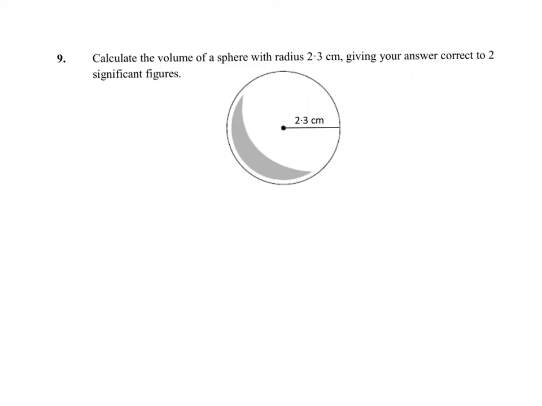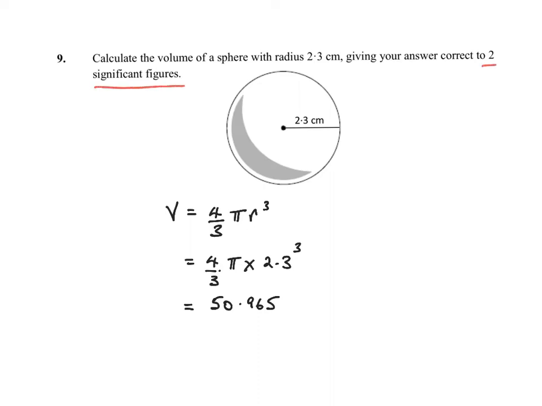Calculate the volume of a sphere. It's 4 over 3 pi r cubed. That formula is given to you on the list. 4 over 3 pi times 2.3 cubed. The answer is 50.965. And we have to give the unrounded answer. Be careful about that. It does say correct to 2 significant figures, so we should give the unrounded answer.